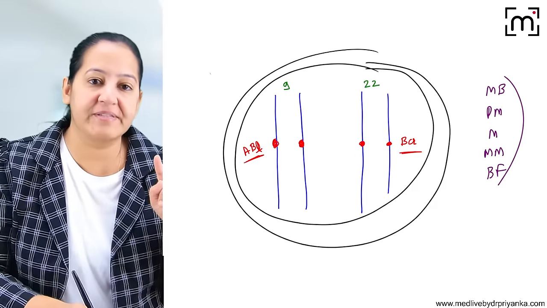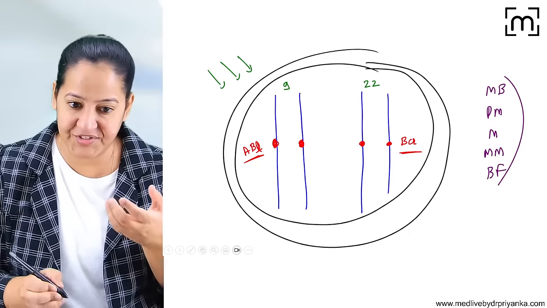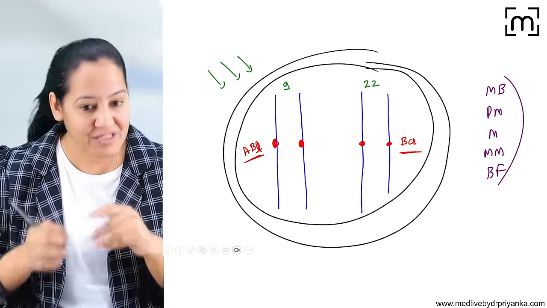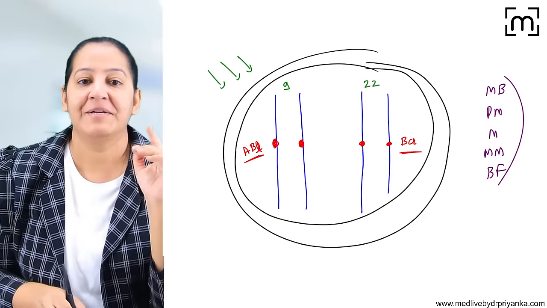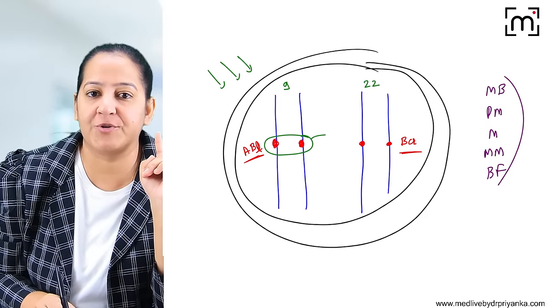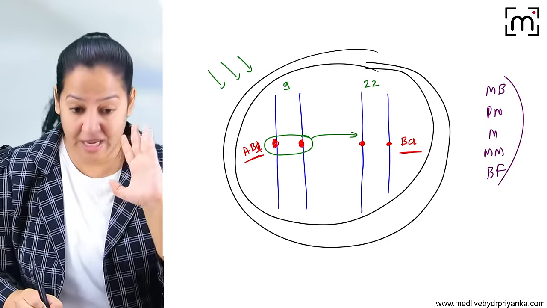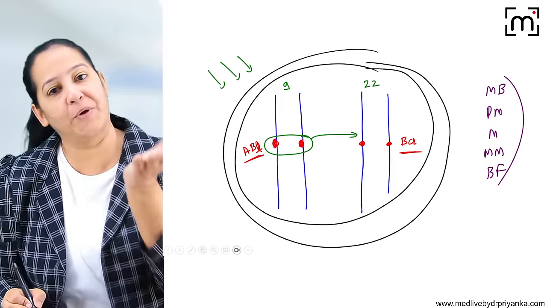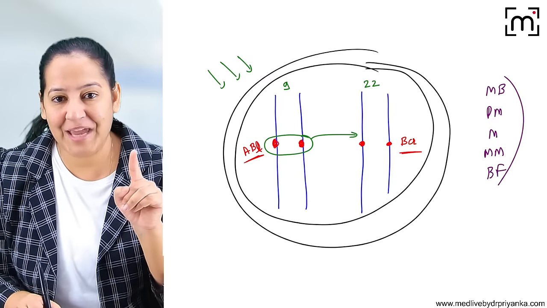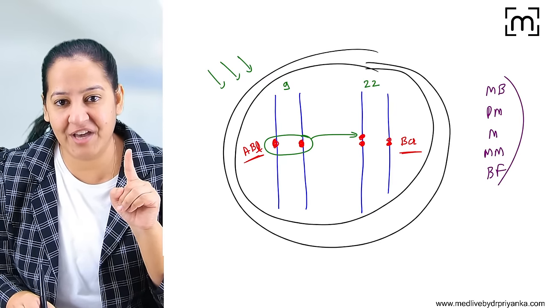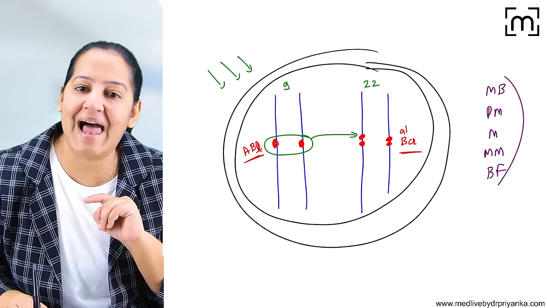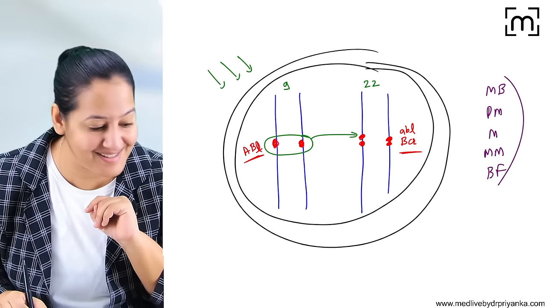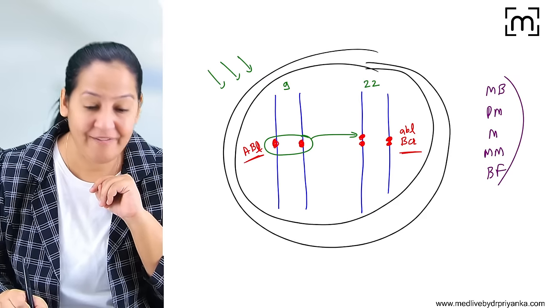Now, due to physical, chemical, or biological agents, there is translocation. What is translocation? A portion of the two chromosomes will exchange with each other. So here, 9 will give this portion to 22, which contains the ABL. So ABL, which is normally present on 9, is going to 22. ABL will reach here and it will fuse with BCR. BCR is already present on 22. So ABL will be fusing with BCR.